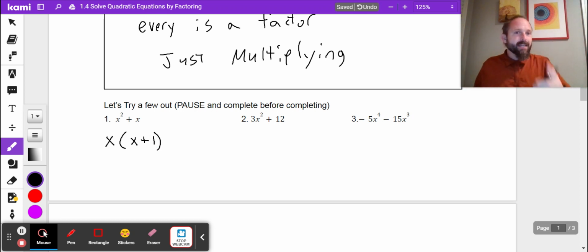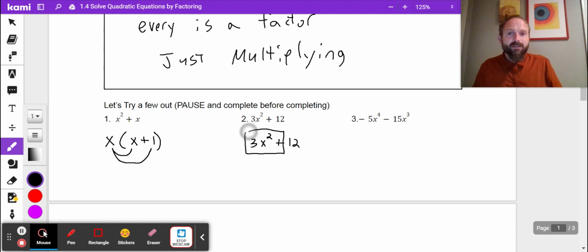That's it. We're done. Second one. Go ahead and pause. We're going to continue in 3, 2, 1. On this one, they don't share any x's, but what they do share is a factor of 3. If I pull out a 3, you could multiply this back out, and you'll see this kind of looks like the FOIL method, but not yet. So I'm going to put this in the box: 3x squared plus 12. I know they share a factor of 3, so I'm going to pull out a 3.